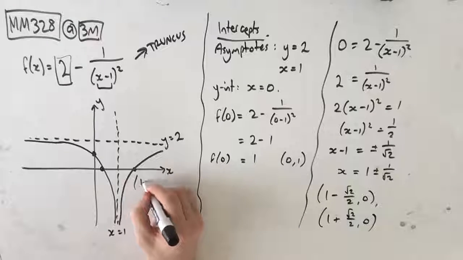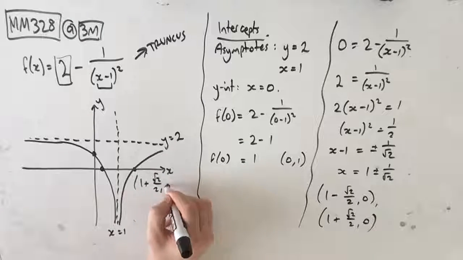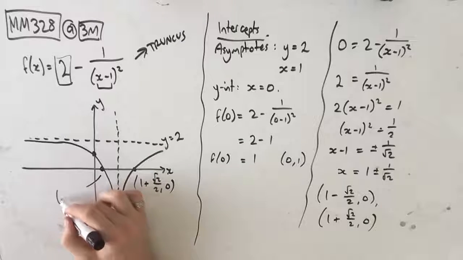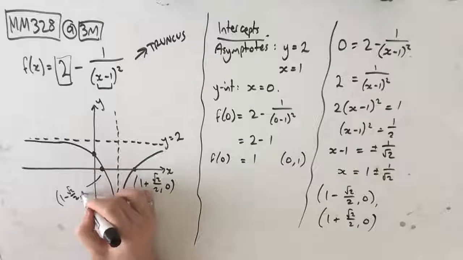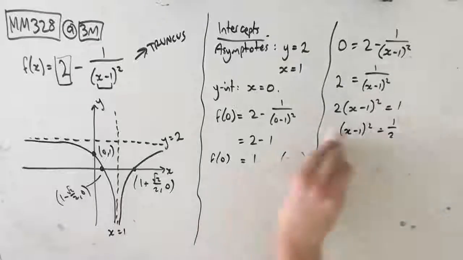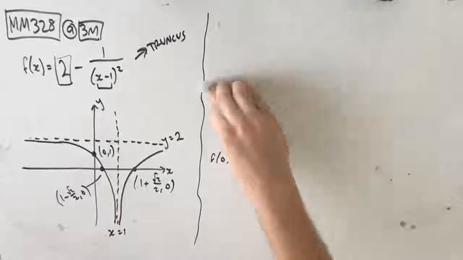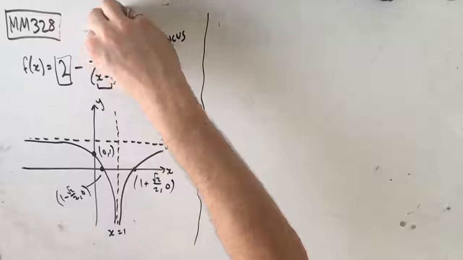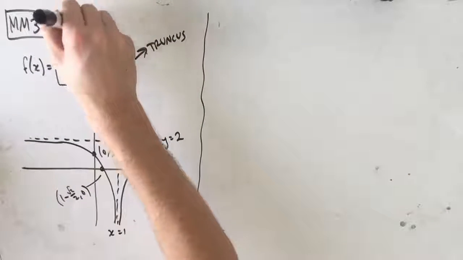We need to label these as well, actually. So 1 plus root 2 on 2, 0. This one is 1 take root 2 on 2, 0. This is 0, 1. We've labeled our asymptotes as well, so now that's it. Guys, let's move on to part B. Part B is a 2-mark question. So what it says is, part B, 2 marks.